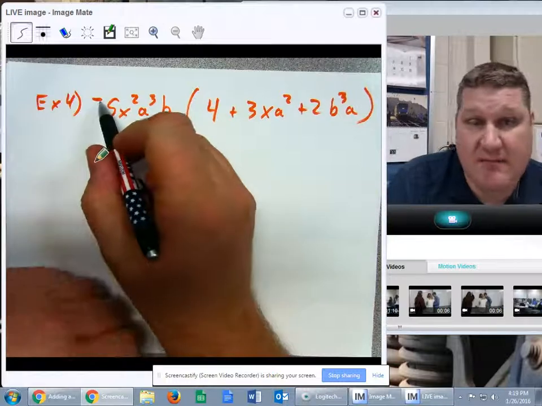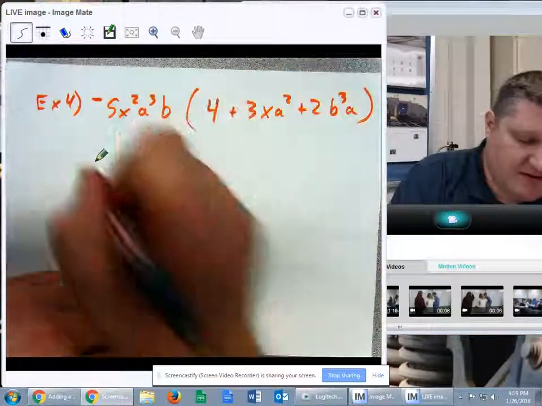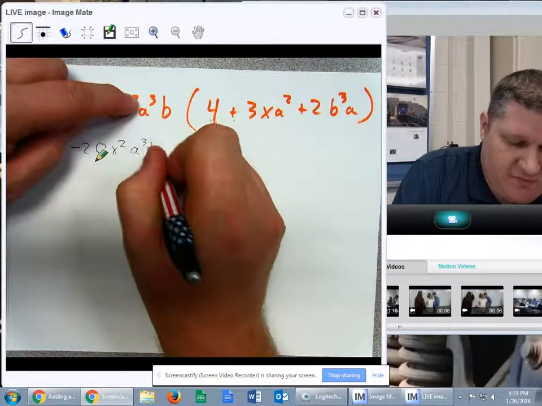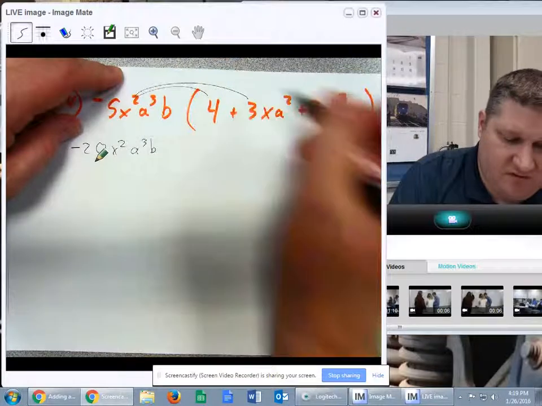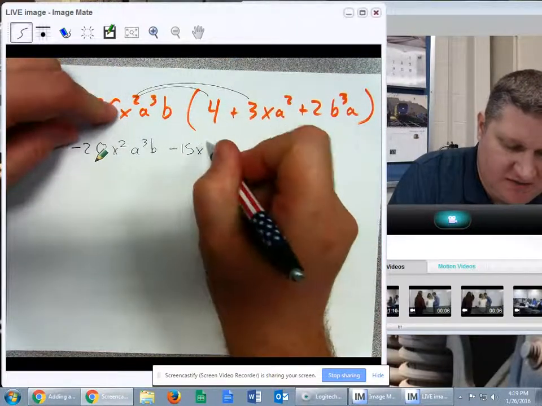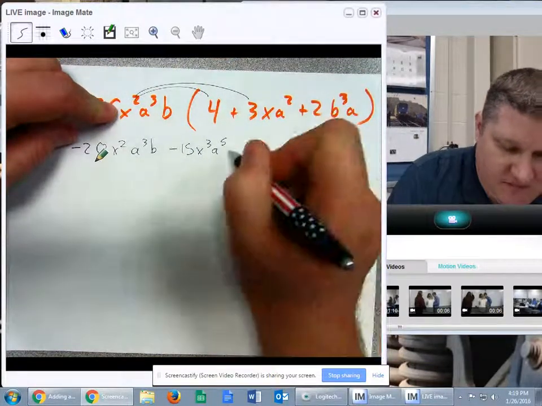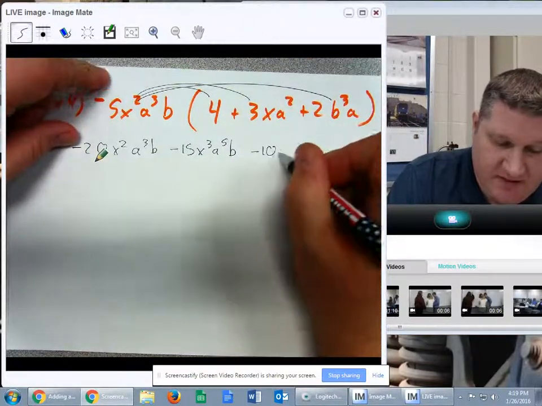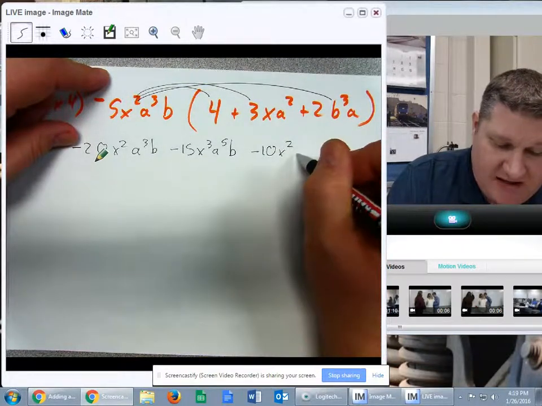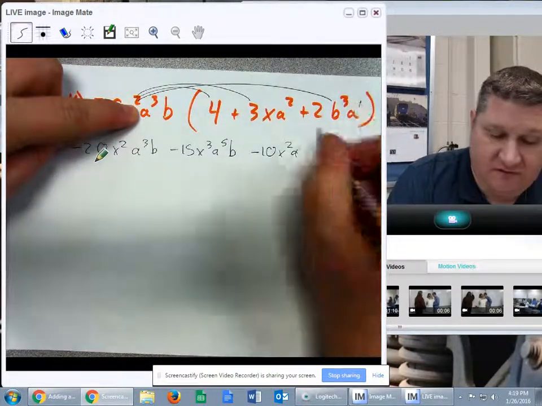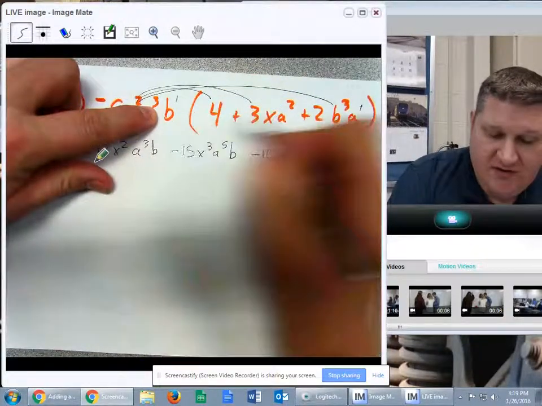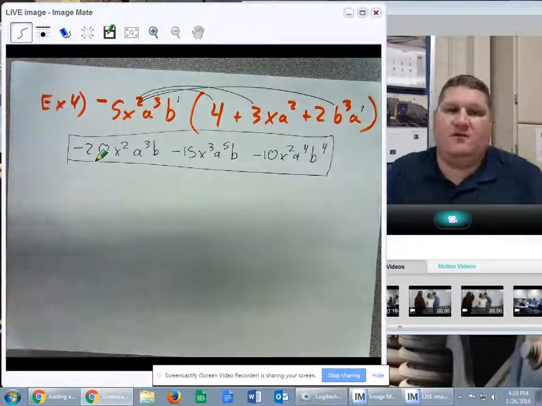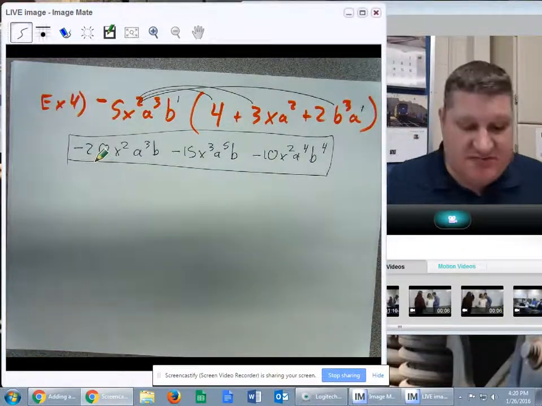Now, we could go something even yet a bit more complex. You'll notice this one has a minus sign out in front of it. So when we give it away, we end up with negative 20x squared a cubed b. Then we give this away, we get negative 15x cubed a to the fifth b. And then finally, we end up with negative 10x squared a to the, well, I got cube and I got 1, so that's 4, b to the 1, b to the 3, b to the 4. And man, is that ugly, but that's okay. It's still multiplied out. It's a monomial times a polynomial.